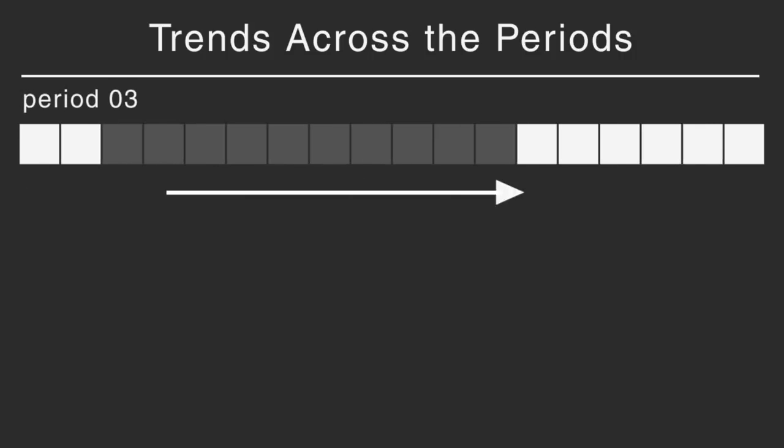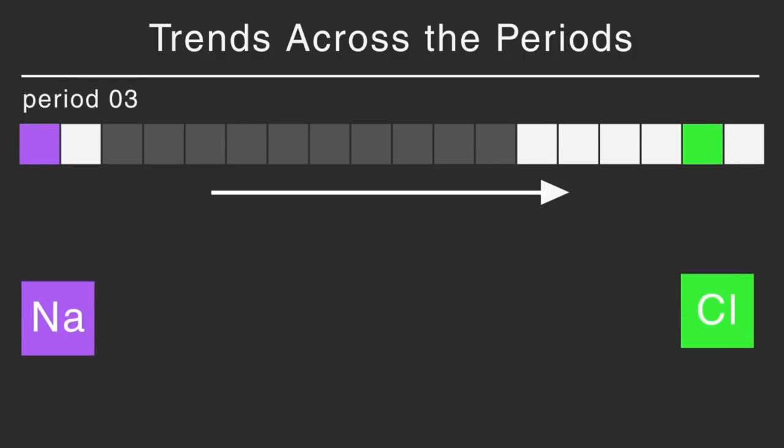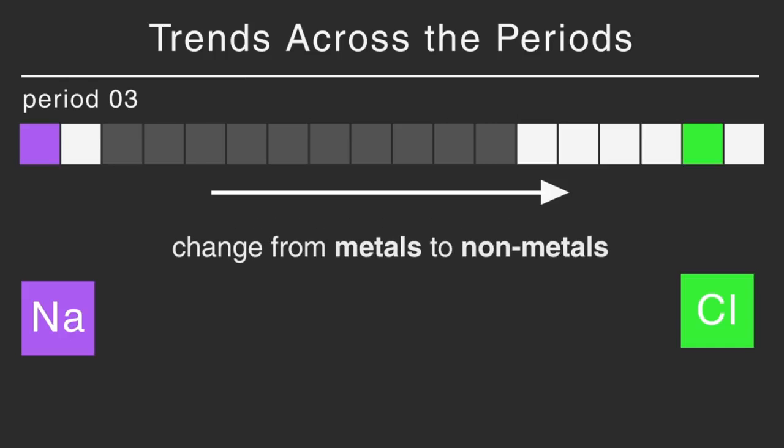Let's go from left to right across a period. What do you notice? First of all, elements change from metals to non-metals. Also note that there is a decrease in atomic radius. This is because more protons are in the nucleus which pull the electrons closer in.